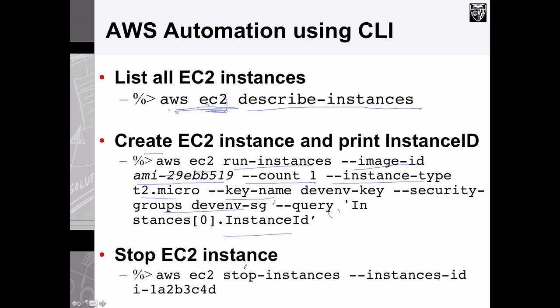And if you want to stop the instance, the command is simple: AWS EC2 stop-instances, and the instance ID that you're interested in. In this case, I'm specifying i-1a2b3c4d. That's the instance I want to stop. Once this command is executed, this instance will be stopped.